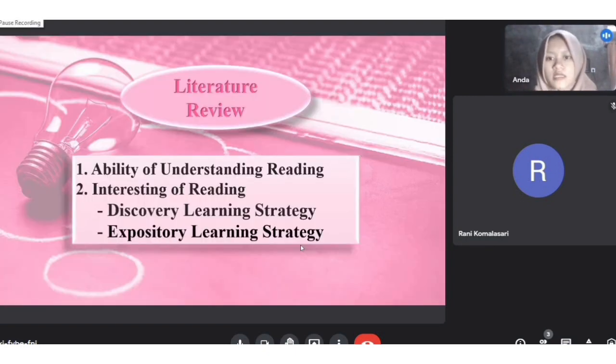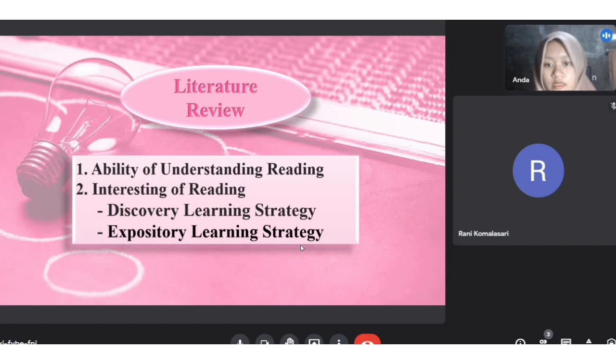Okay, next is the literature review. The first is ability of understanding reading. Reading means conducting linguistic interaction activities to reveal the meaning contained in the writing submitted by the author. And the second is interest in reading. Interest in reading is a tendency of the soul that can make a person become happy and interested in reading material that he chooses.